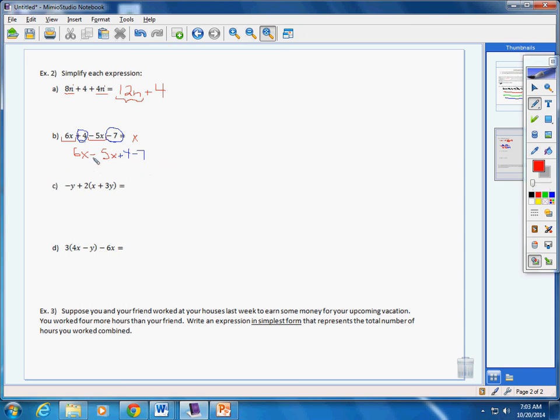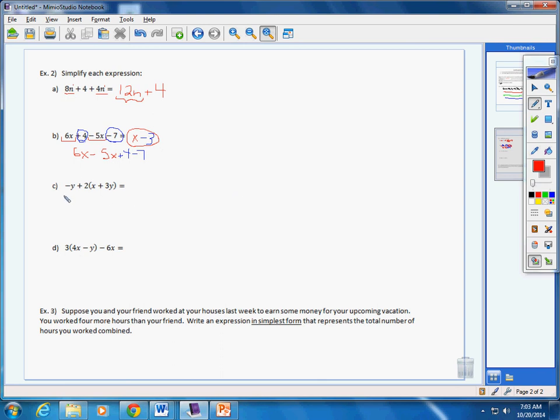So the red's 6 minus 5 is 1x. And the blues are a positive 4 minus 7. So it's going to be minus 3. And there's your final answer. x minus 3 is as simple as you can go because you cannot combine your x and your negative 3.